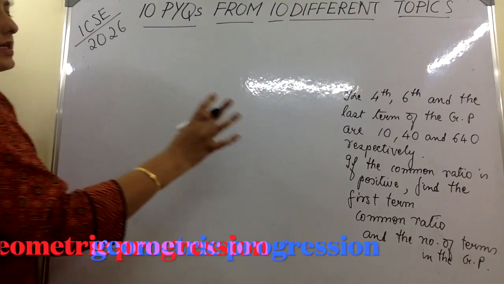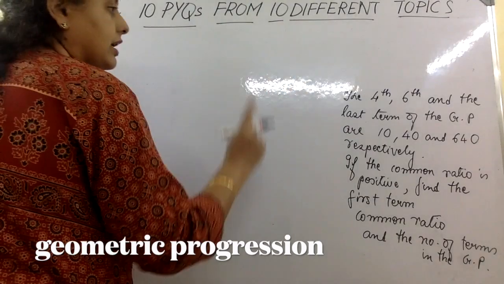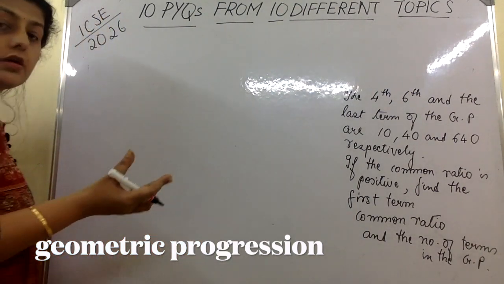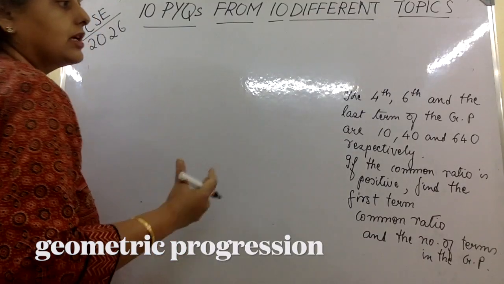The fourth, sixth and the last term of the GP are 10, 40 and, so this is a GP. So I have taken one sum from AP, one from GP, one from tangents, one from mensuration as you saw, and then one I took from similarity. Till now we have done that.